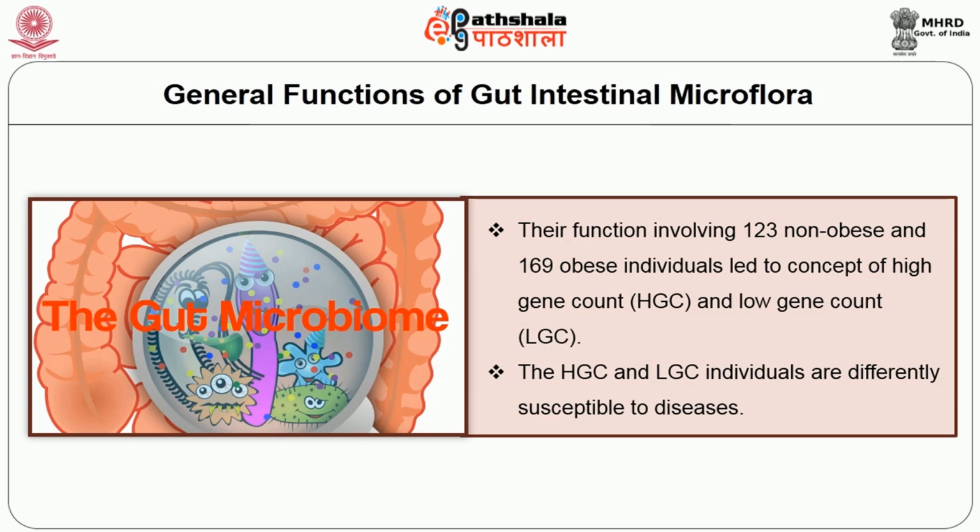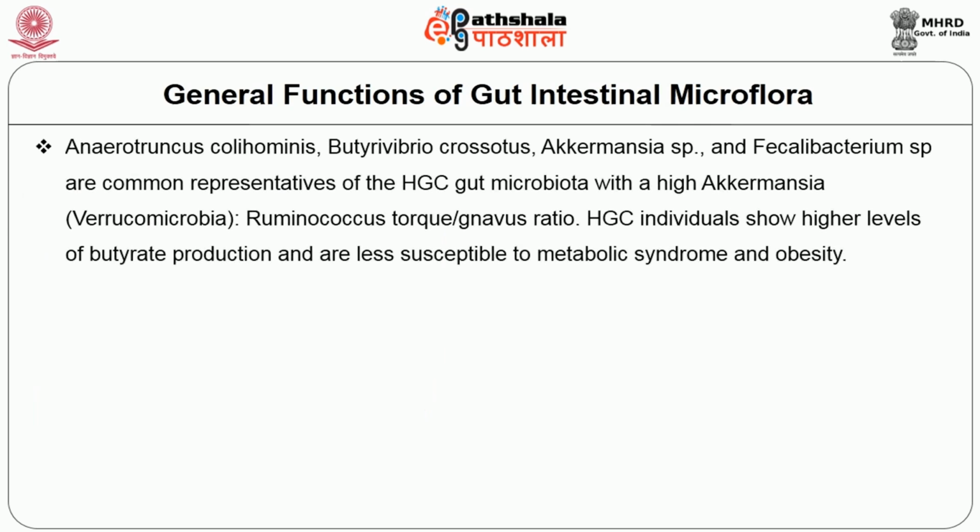to a concept of high gene count and low gene count. The high gene count and low gene count individuals are differently susceptible to diseases. So when they worked in the Danish study, they found this HGC and LGC. Anaerotruncus colihominis, Victivallis, Christensenellaceae species and Faecalibacterium species are common representatives of the high gene count gut microbiota with a high Christensenellaceae to Ruminococcus torques/gnavus ratio. High gene count individuals show higher levels of butyrate production and are less susceptible to metabolic syndrome and obesity.